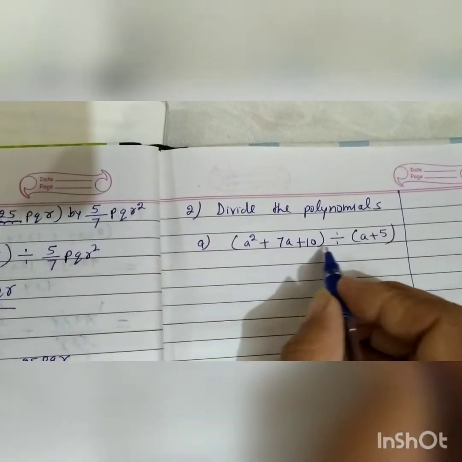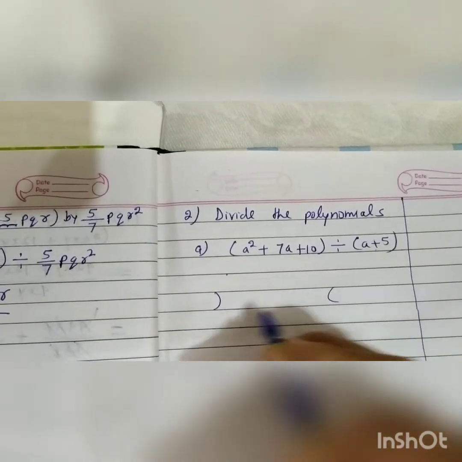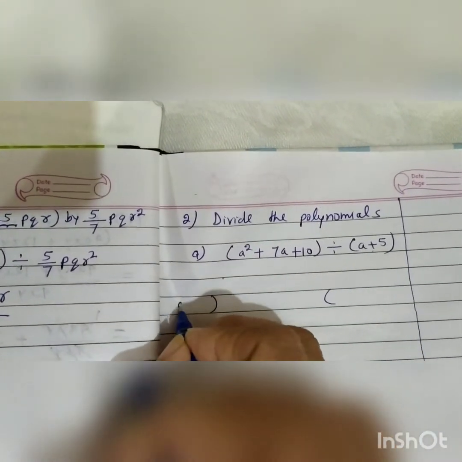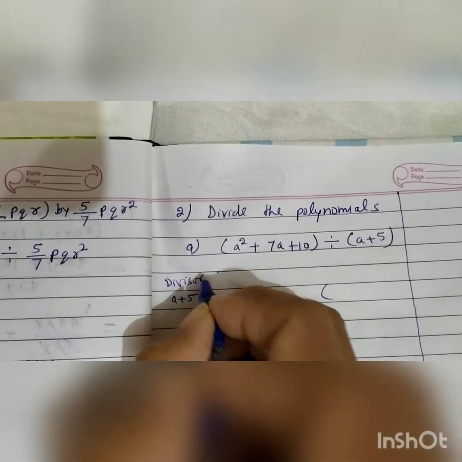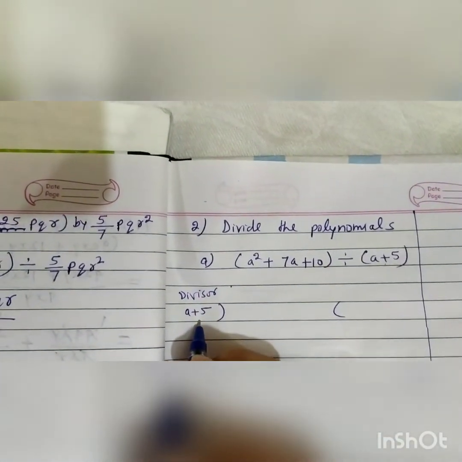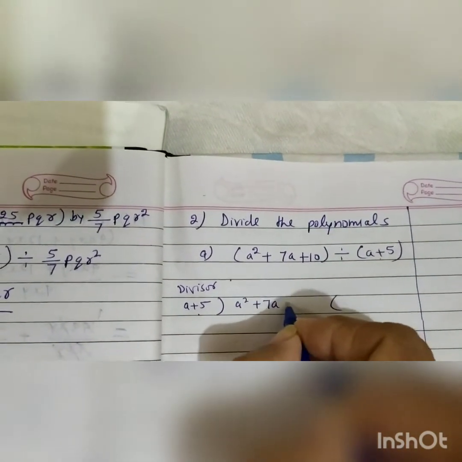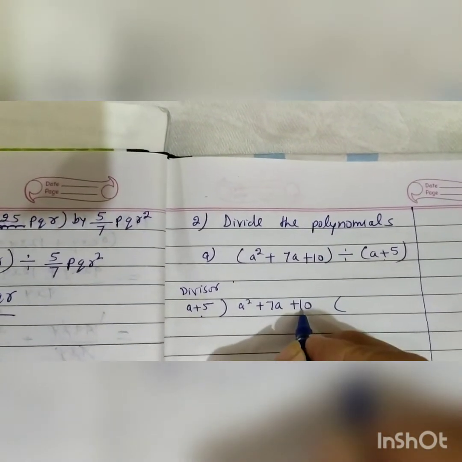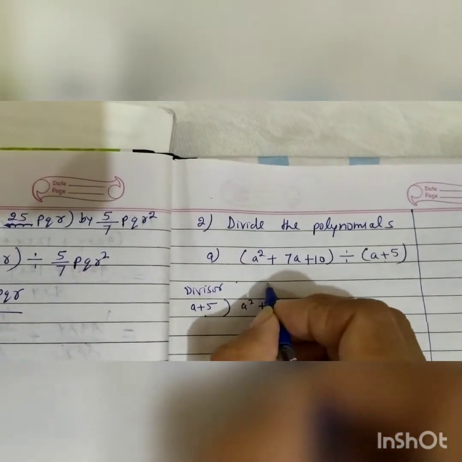First, this is the given question. We will write this question in this form. We will write a plus 5 as the divisor. This is the divisor. The number by which we are dividing is known as the divisor. a square plus 7a plus 10, and this number which is to be divided is known as the dividend.